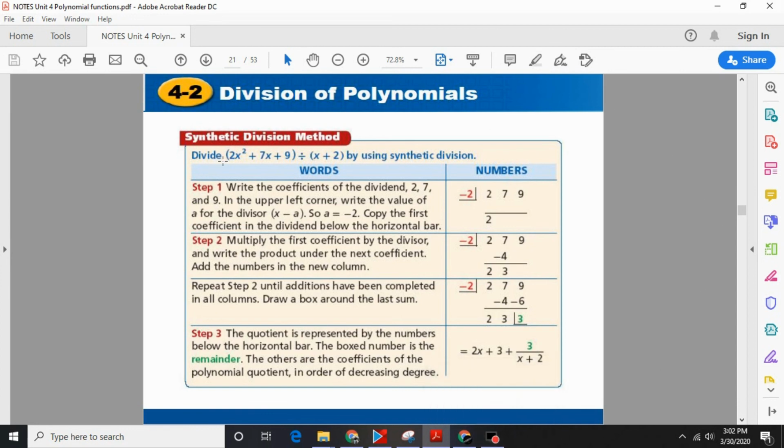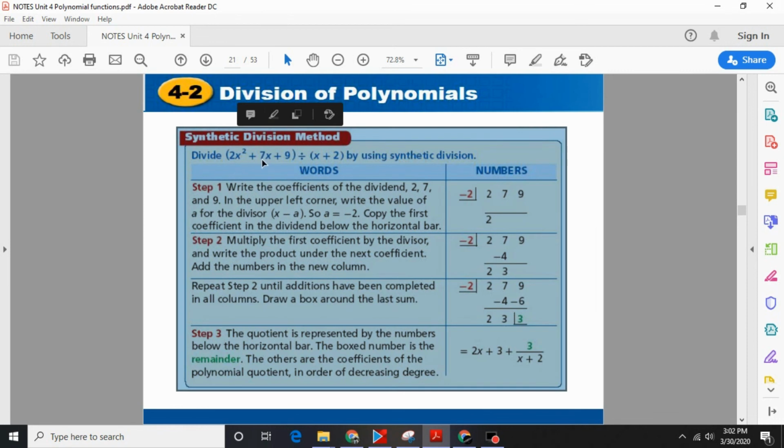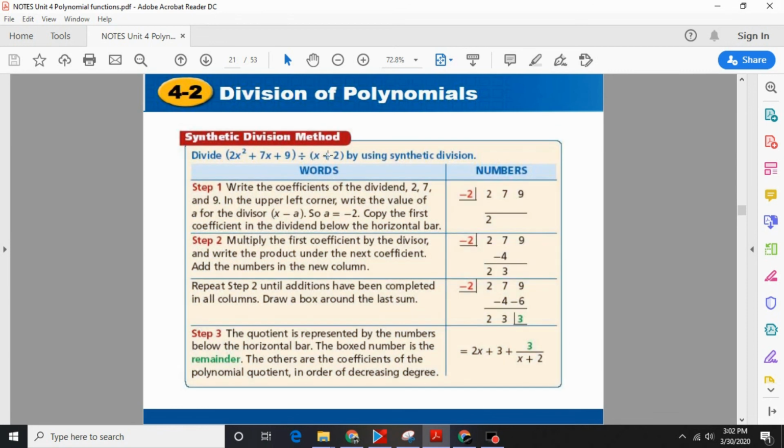So for synthetic division, here's my original problem. I want to divide the 2x squared plus 7x plus 9, and I want to divide it by x plus 2. All of my criteria is met. I have all of the terms. I don't have any missing terms. I have a linear binomial is what I'm dividing by, and so then we go through the steps.